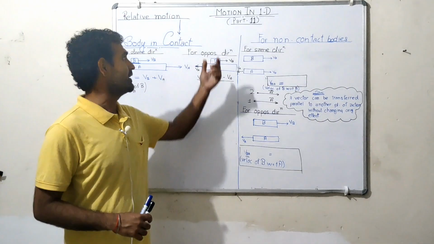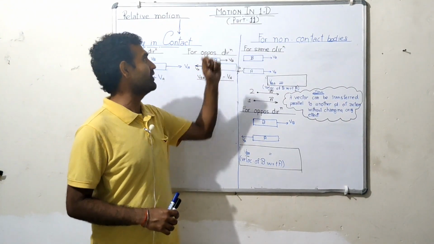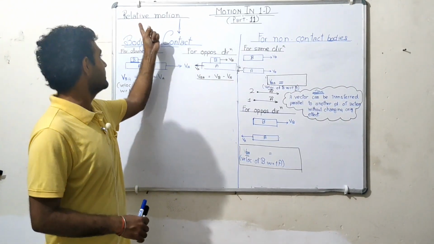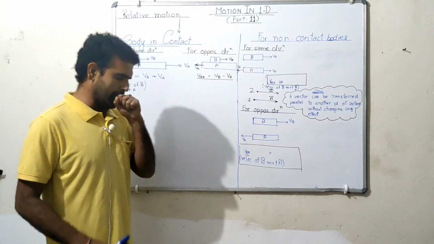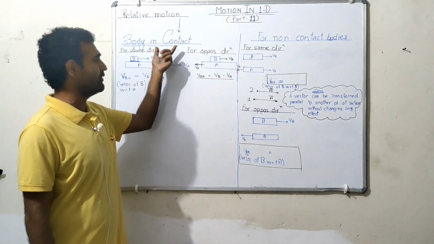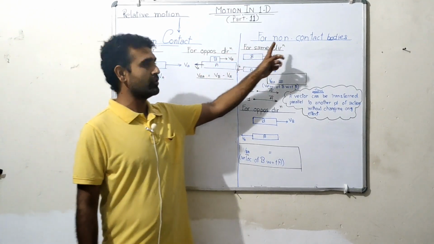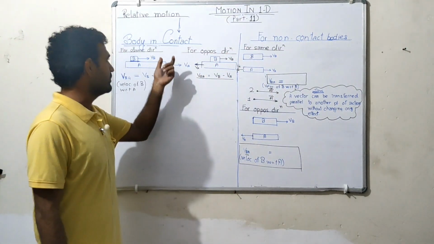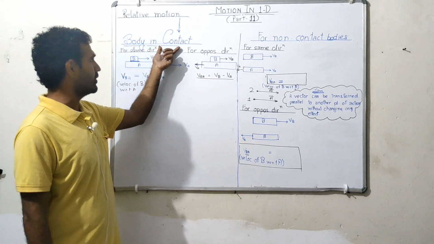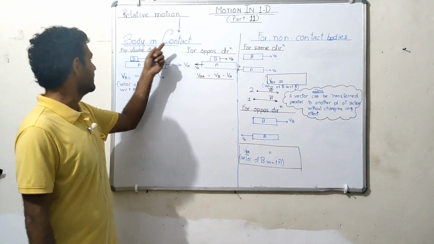Now we will be studying motion in one dimension, part 11 of it, and in part 11 we will be studying relative motion. In relative motion we have two categories. First, the bodies which are in contact, and second, non-contact bodies. First we will see what are the rules to be followed for bodies in contact.